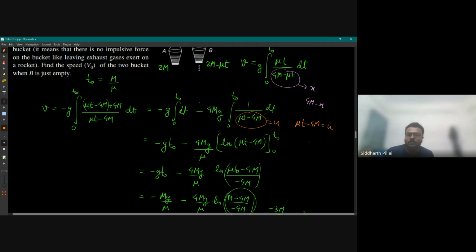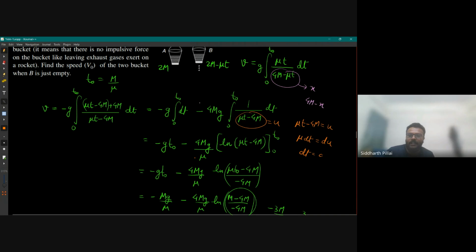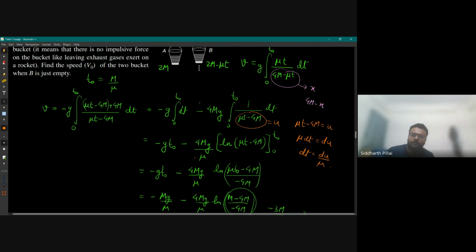Differentiate it with respect to t, what will you get? Mu dt is equal to du. So you'll get dt is equal to du by mu. So that factor mu gets divided here. I didn't do that directly. You can do this because it's just a linear function. So whatever the coefficient of t is, you just have to divide by that.